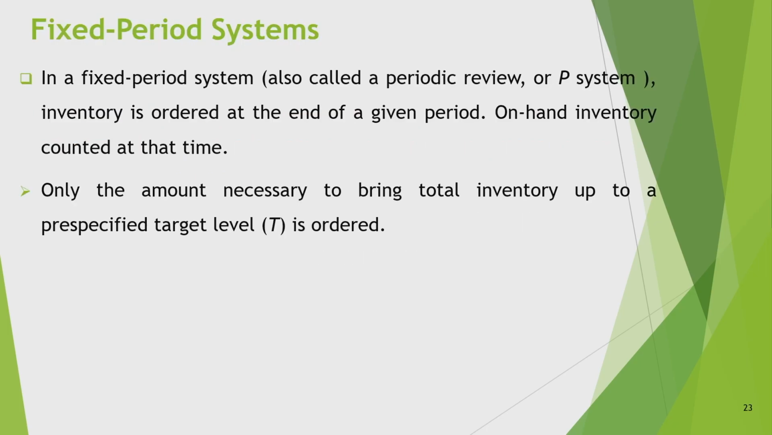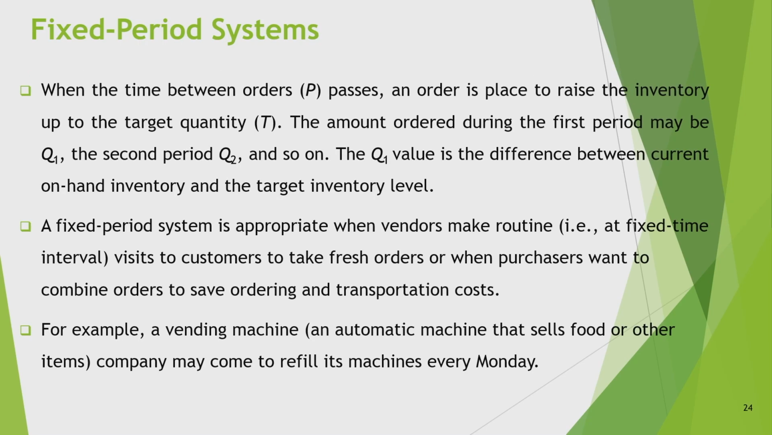Now, another situation can be there: the fixed period system. In a fixed period system, also called a periodic review or P system, inventory is ordered at the end of a given period. On-hand inventory is counted at that time, and only the amount necessary to bring total inventory up to a pre-specified target level is ordered. So, when the time between orders passes, an order is placed to raise the inventory up to the target quantity. The amount ordered during the first period may be Q1, the second period Q2, and so on. The Qn value is the difference between current on-hand inventory and the target inventory level.